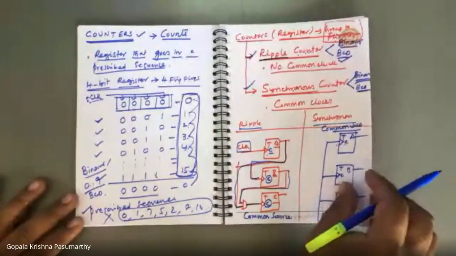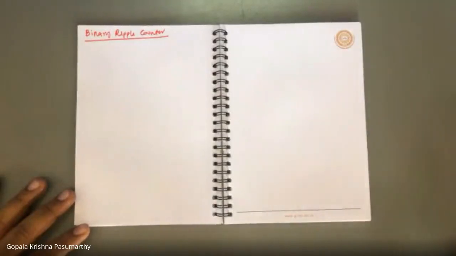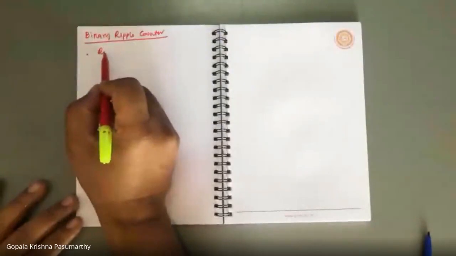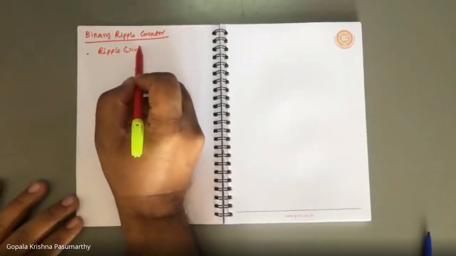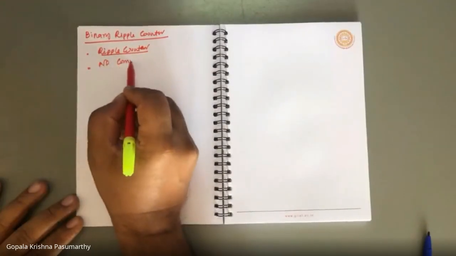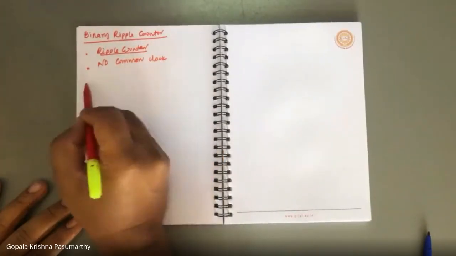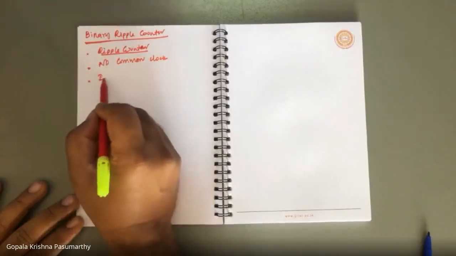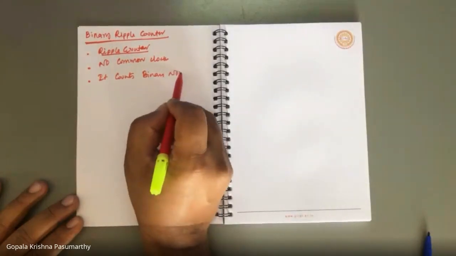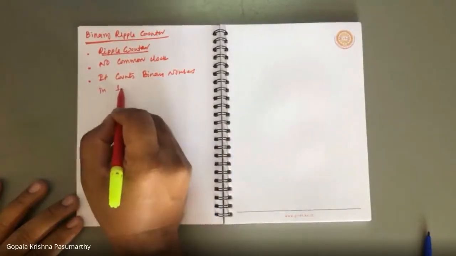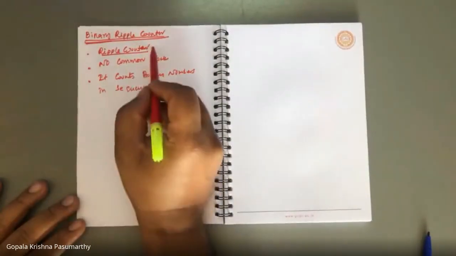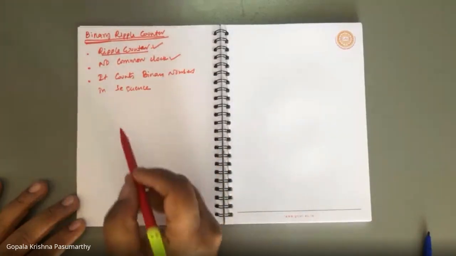Let us start with the first model, that is called the binary ripple counter. What do you mean by binary ripple counter? First, we have to understand it is a ripple counter. What do you mean by ripple counter? Since it is a ripple counter, there will be no common clock. And it is binary in nature, means it counts binary numbers in sequence. A binary ripple counter is a ripple counter. It does not have a common clock.